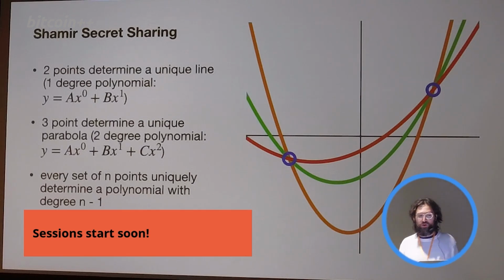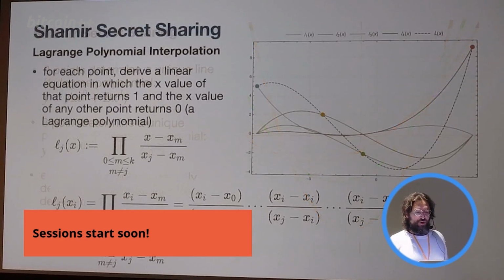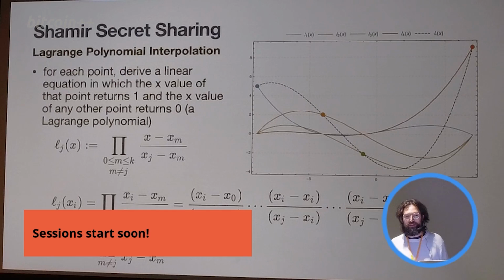Similarly, if we have 3 points, there's a unique parabola, a unique 2 degree polynomial that traverses the 3 points. And we can generalize that to any n points. There'll always be an n-1 degree polynomial that fits the points. So let's say we have some points.